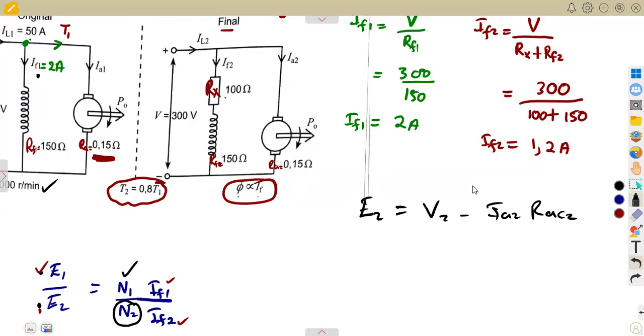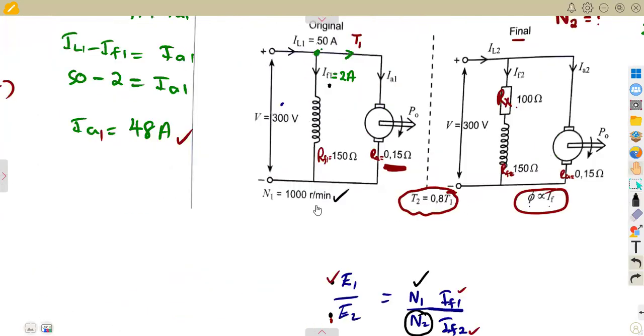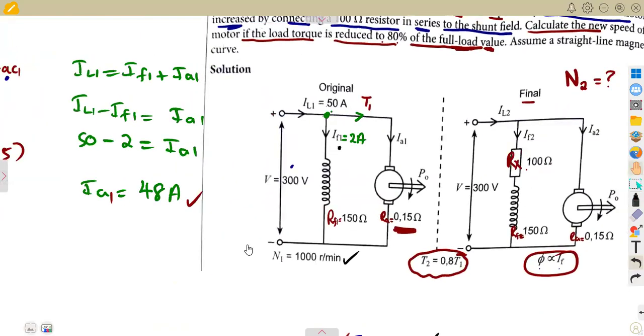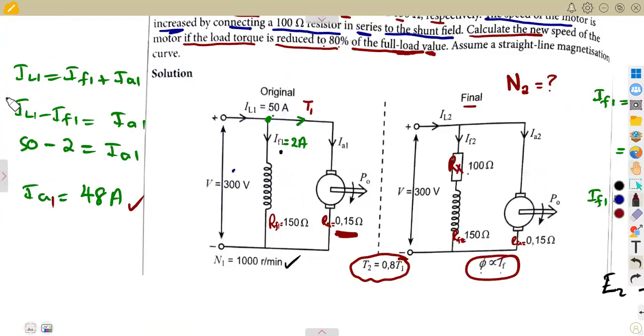The problem of this formula, where we are going to be limited, is on the armature current. Because we actually do know from this part that we calculated the armature current, because we were given the load current and we have got the field current also. What we do not have is the armature current. That is the only thing that we do not have.